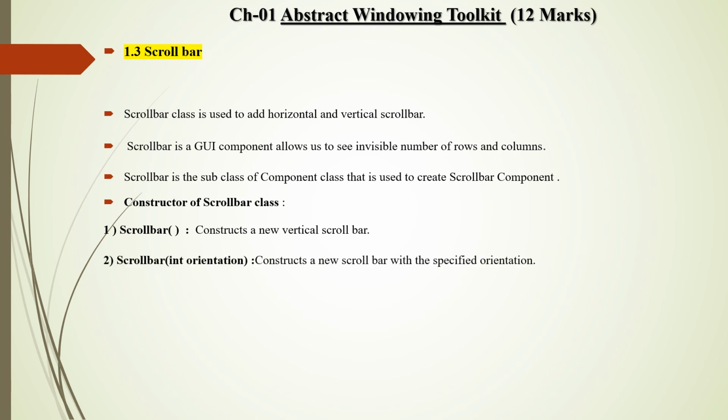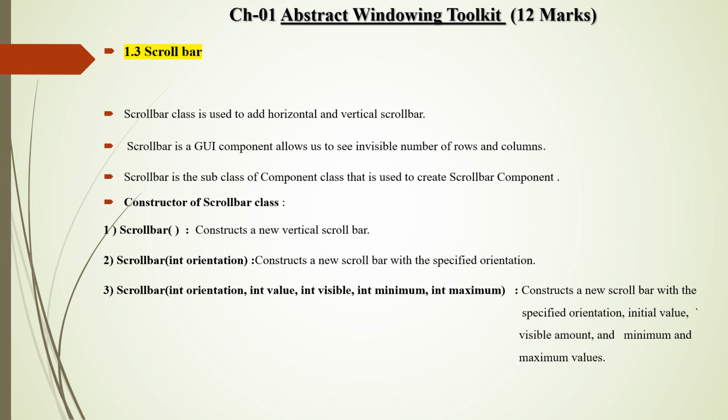The next constructor is Scrollbar, which has one parameter, that is int orientation, which creates a new scroll bar with the specified orientation. Okay, so orientation is either vertical or horizontal. The next constructor, Scrollbar, has some parameters: int orientation, int value, int visible, int minimum and int maximum. So this constructor creates a new scroll bar with the specified orientation, initial value, visible amount and minimum and maximum value.